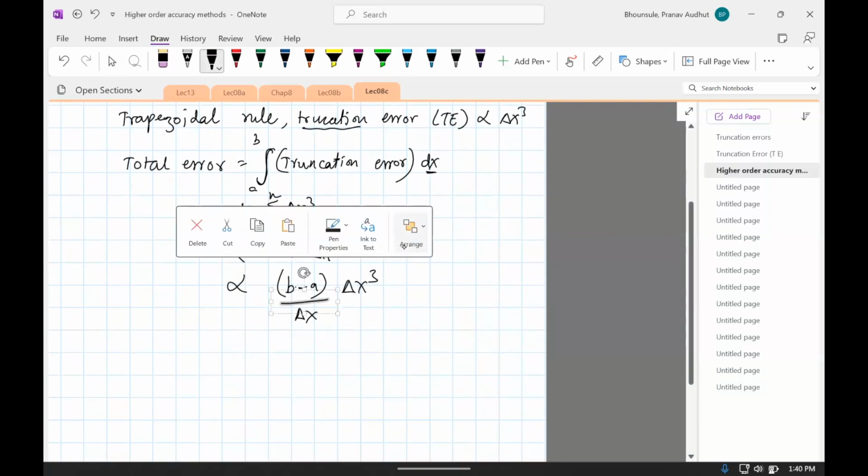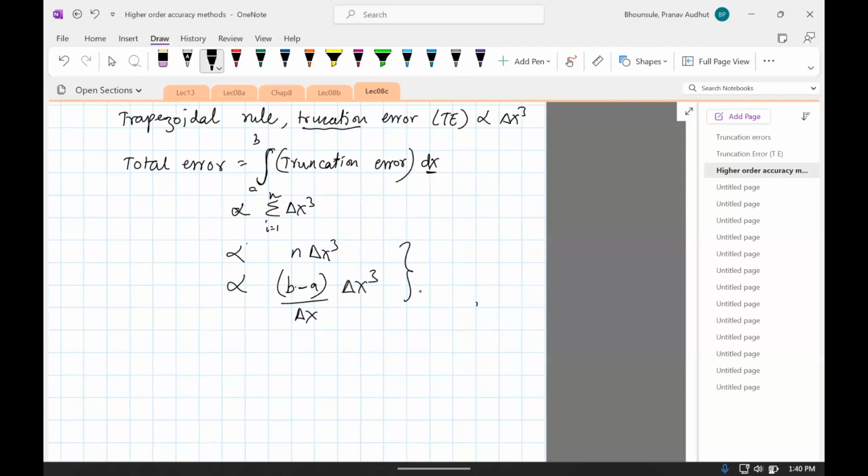So delta x, if you remember, was b minus a divided by n. The same thing I used here. N is b minus a divided by delta x. So this delta x cancels with this one, giving you delta x squared. And so the total error is proportional to delta x squared. So the truncation error is delta x cubed, but the total error is accurate to delta x squared.